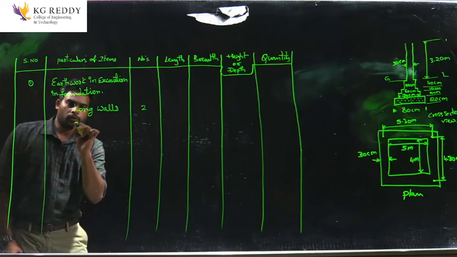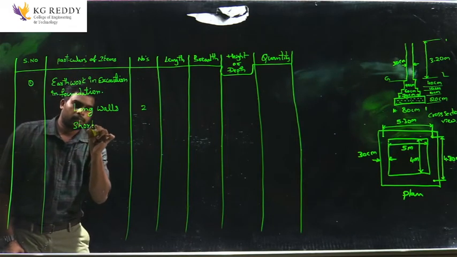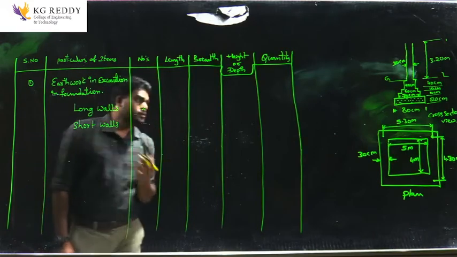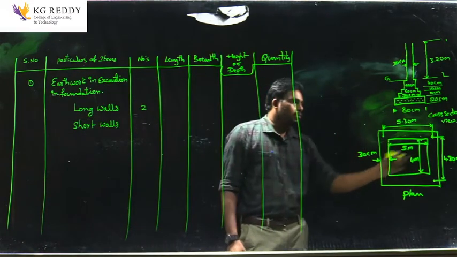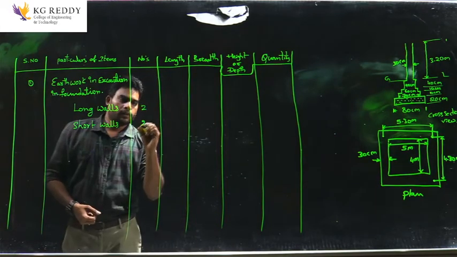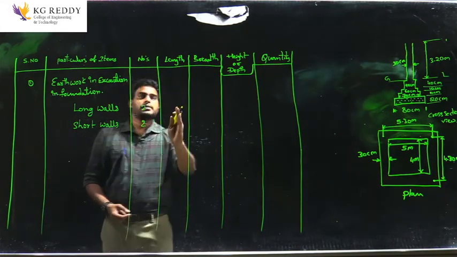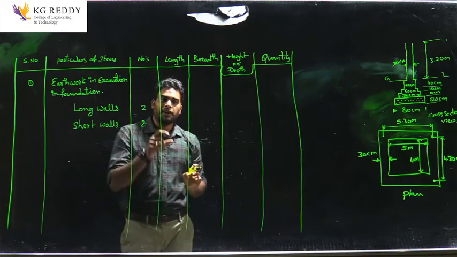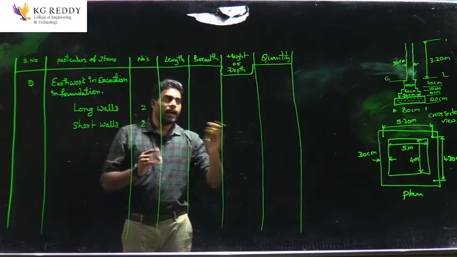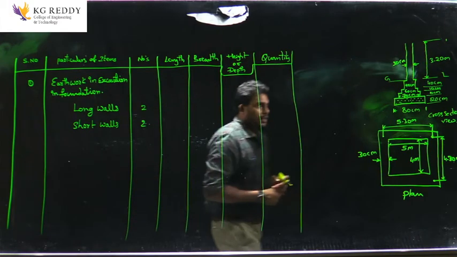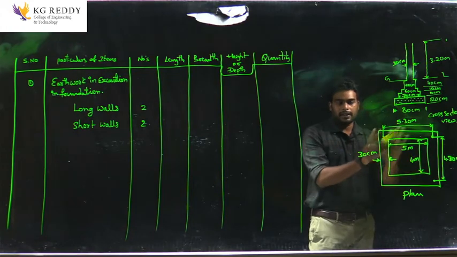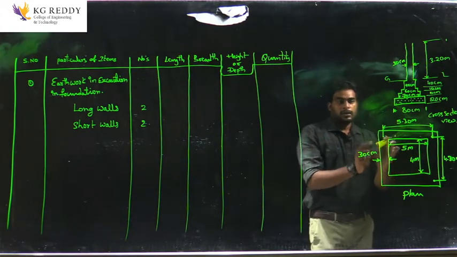And same with the short walls. This is one short wall and this is the other short wall. So there are 2 short walls. Now the next step is length. We are going to find the excavation in the long wall from one corner to another corner, right? For example, just imagine this diagram. So this is the excavation.